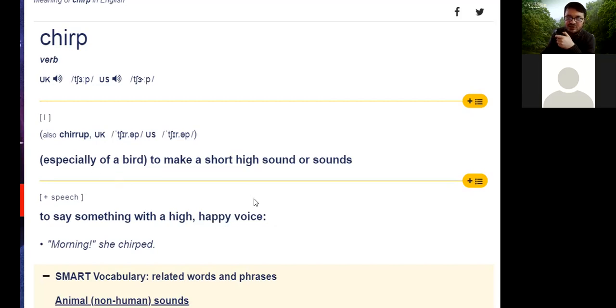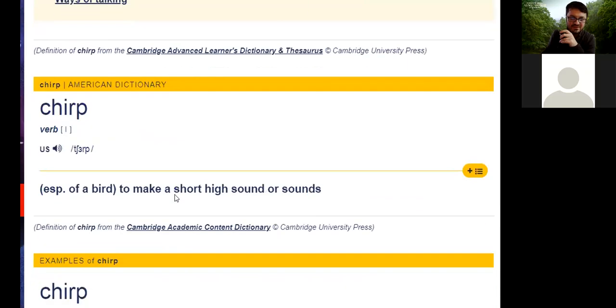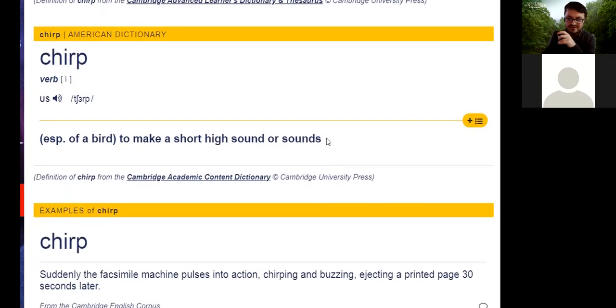I've seen it in the films. It was an expression that birds were chirping. Yeah, chirp. Especially birds, to make a short, high sound or sounds. Look at it, Jackson.